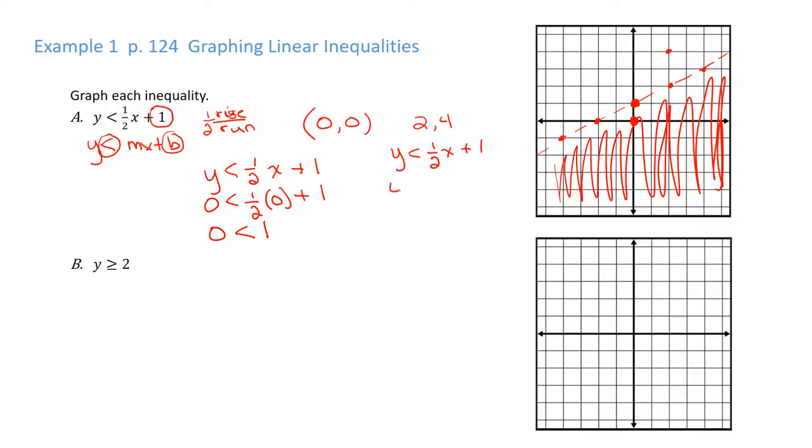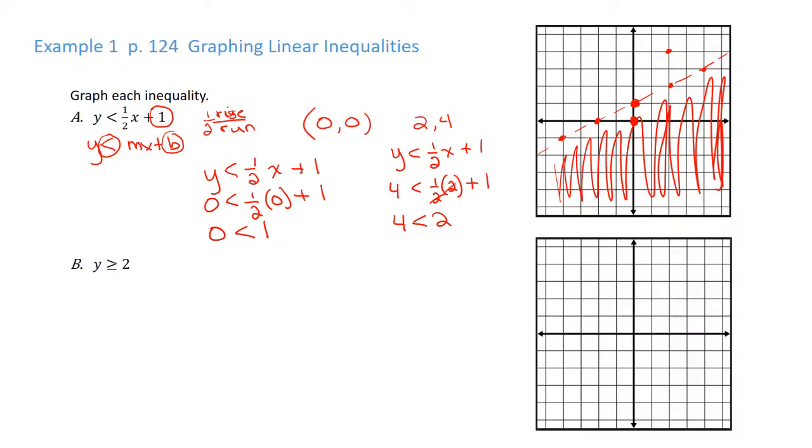So 4 is less than 1/2 times 2 plus 1. All right, so our 2's cross out, so we have 4 is less than 1 plus 1 is 2. And that is not true, and that's why we haven't shaded anything up in our upper region of our coordinate plane. All right, let's try another one. Let's look at this one.